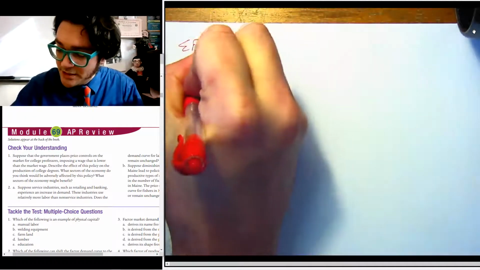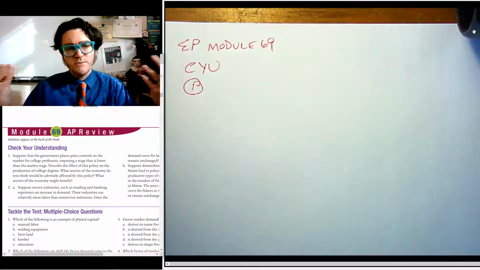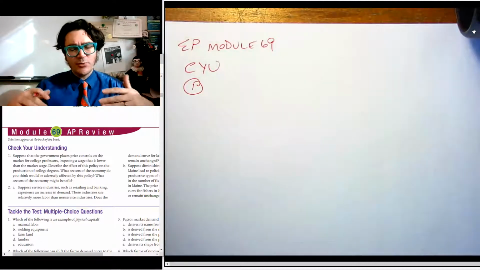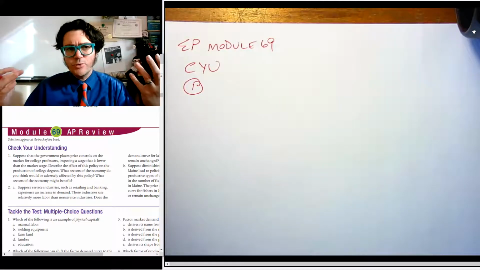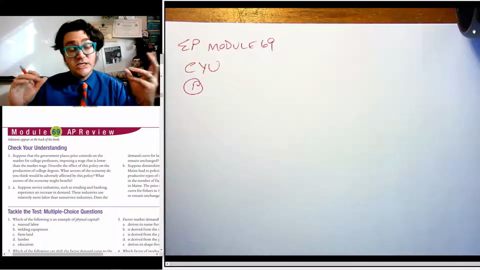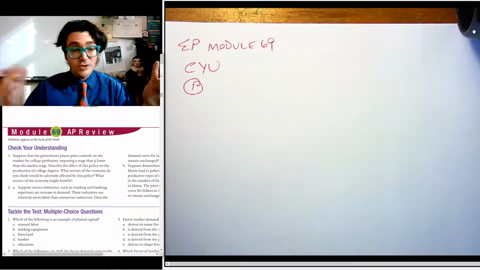So the Check Your Understanding number one gives you a scenario where it says, suppose the government places a price control in the market for professors of college, imposing a wage that is lower than the market wage. So it's a price ceiling on their wages, which is a little weird, but whatever. Describe the effect of this policy on the production of college degrees. What sectors would it adversely affect and who would it benefit?